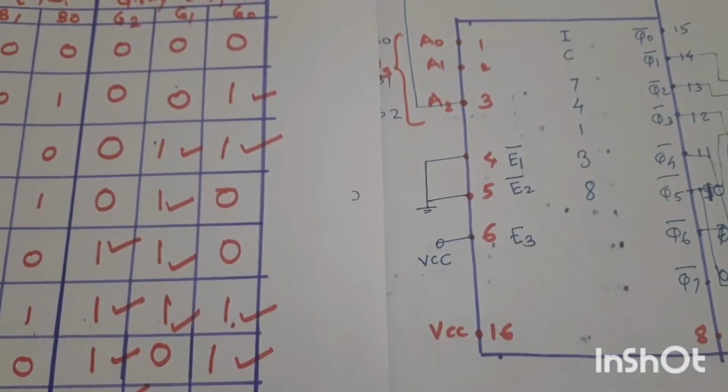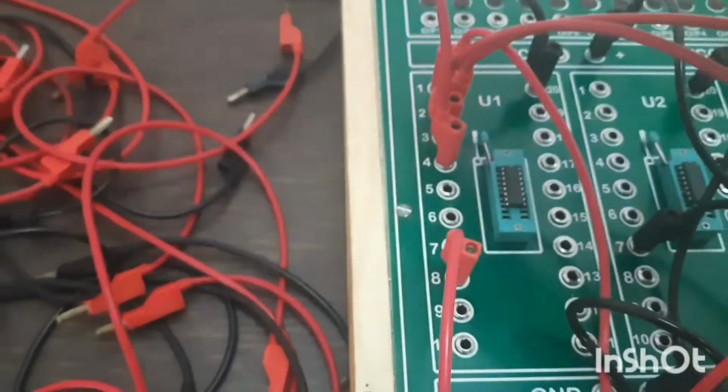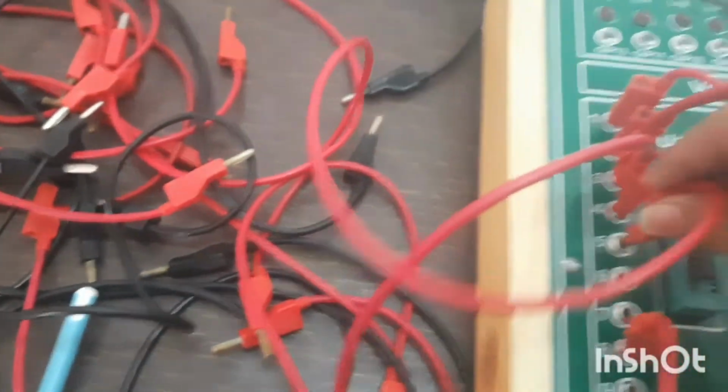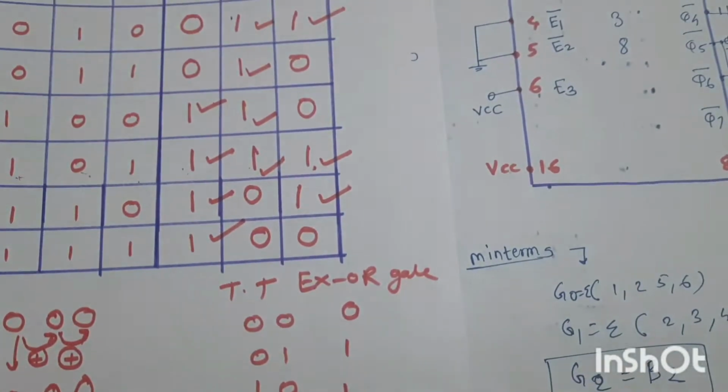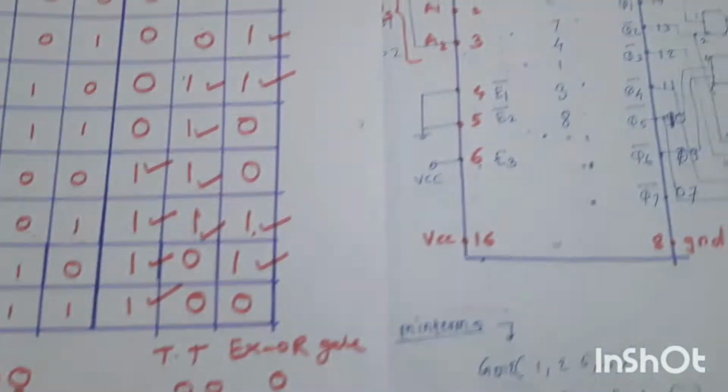4, 5, 6 are the enable pins. Of those, 4 and 5 are active low, which is why they are connected to ground. So take 4, connect it to the ground. Then take 5, connect it to the ground. E3 is the active high enable, that is pin number 6, connected to VCC here. Okay, now the enable pins are over.